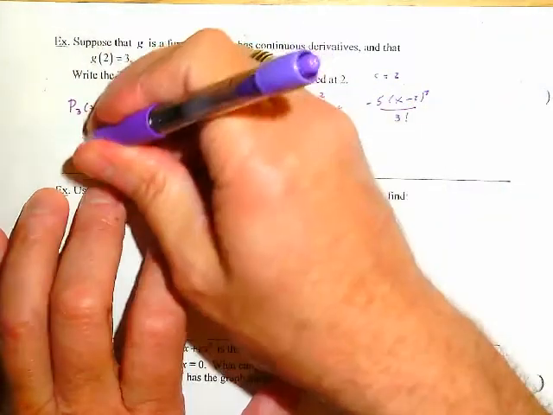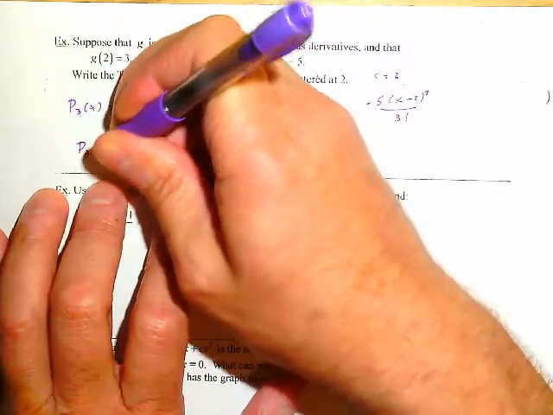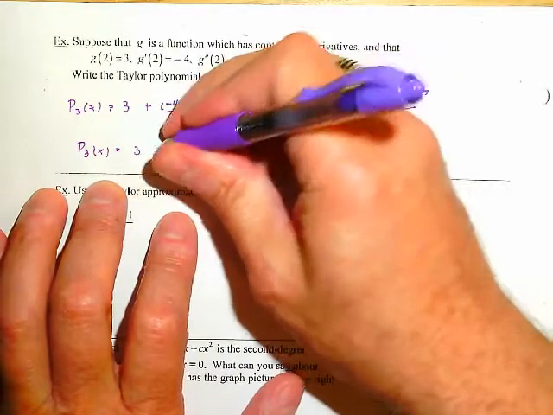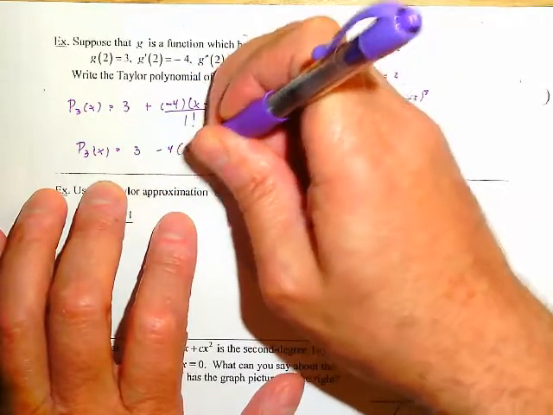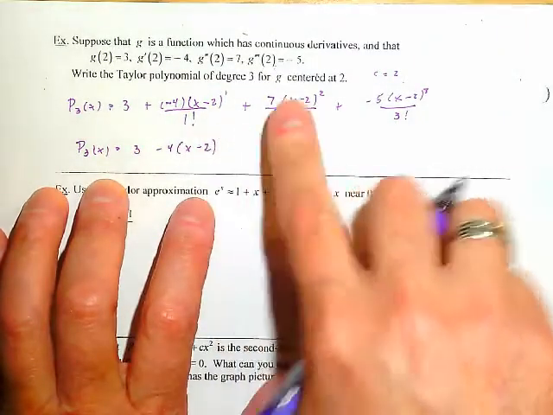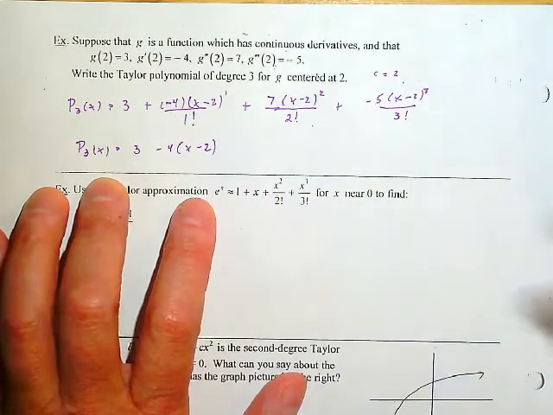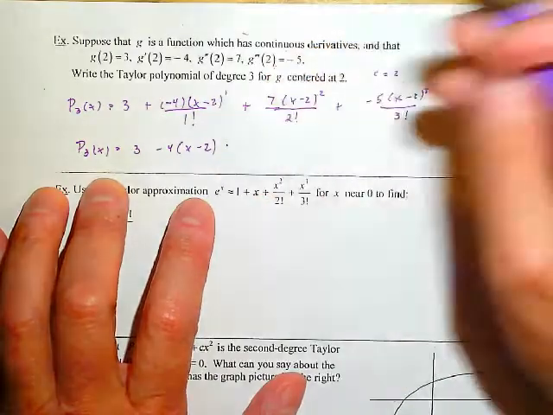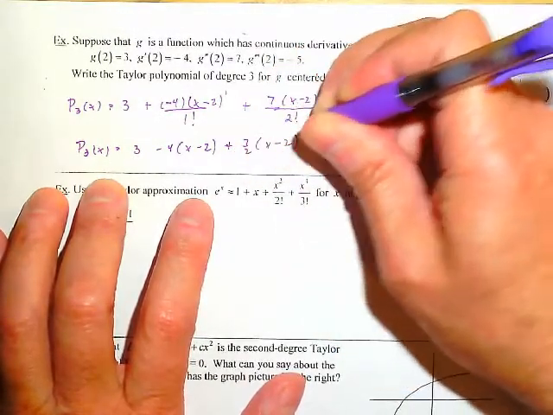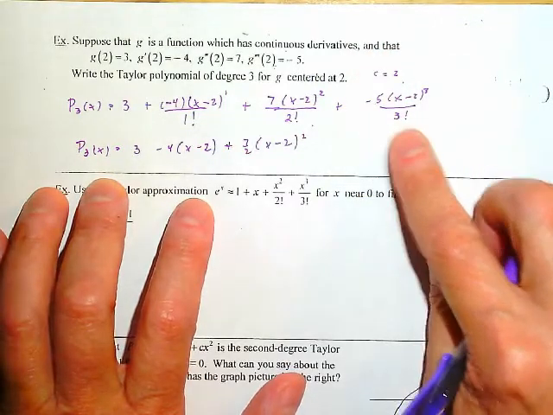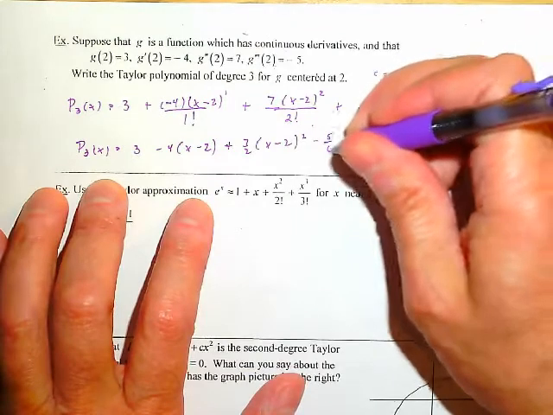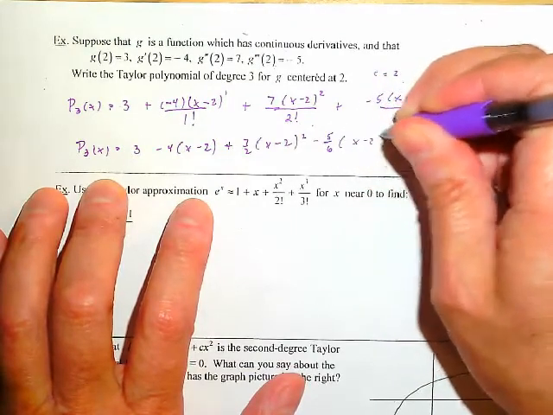Clean this up. 1 factorial is just 1, so minus 4 times x minus 2. Do not expand this out. Heavens no, because this is the whole point. We should have a bunch of x minus 2, x minus 2, x minus 2. This will be plus 7 over 2 times x minus 2 squared. And this will be negative 5 over what, though? What's 3 factorial? Minus 5 sixths times x minus 2 to the third power.